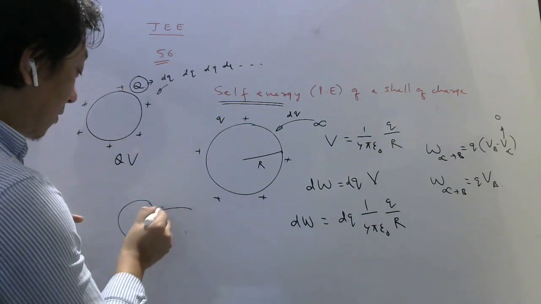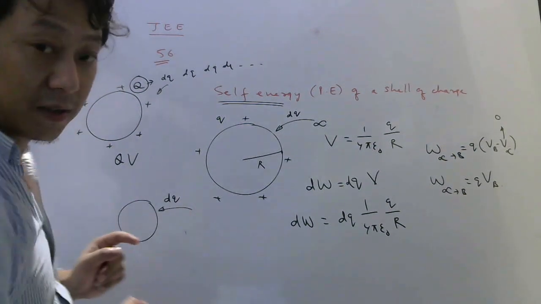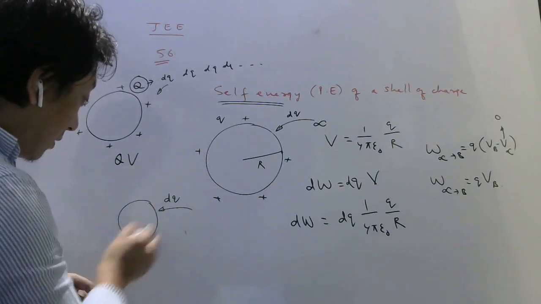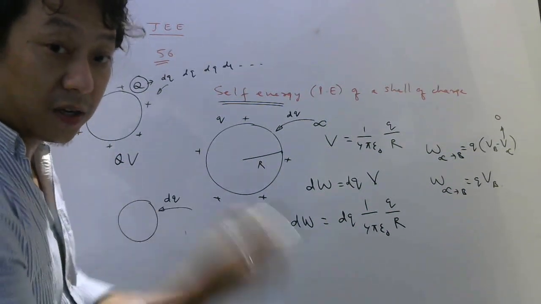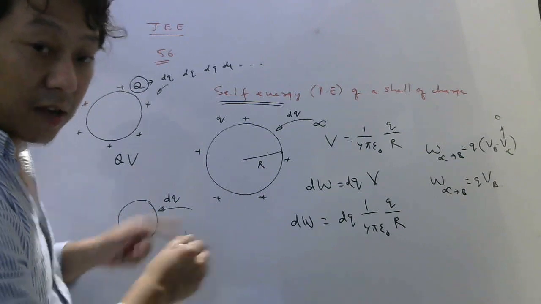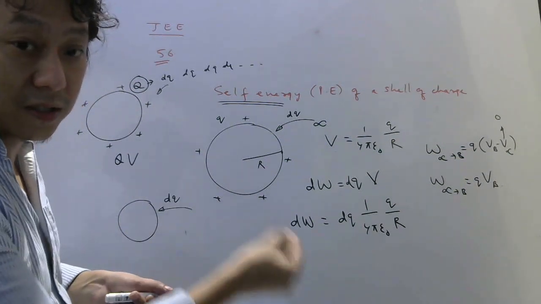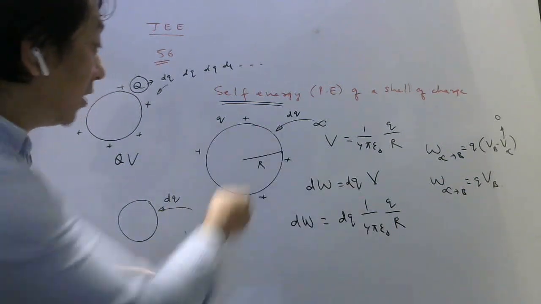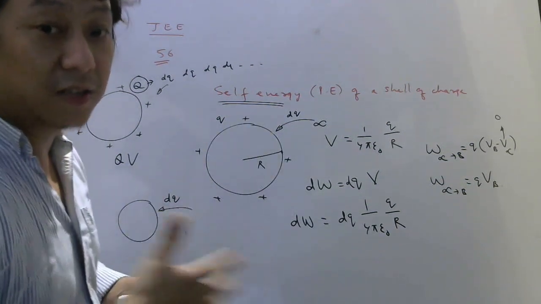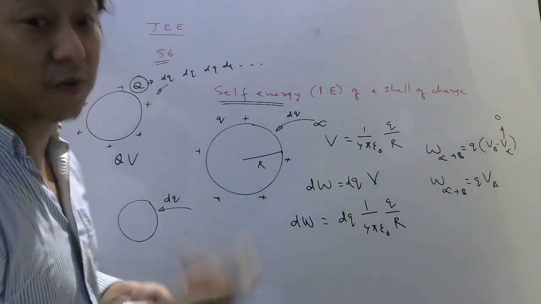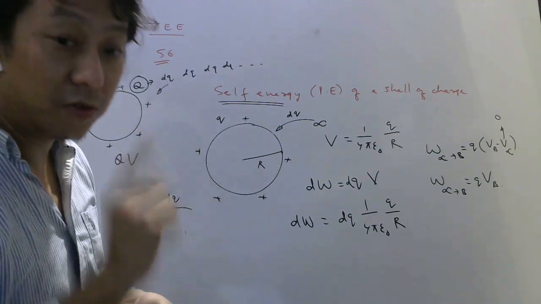So when I bring the first dq, it will be very easy. Then when I bring the second dq, I will have to do work against the first dq. Then when I bring the third dq, I will have to do more work. So the force acting on the charges which you are bringing from infinity to this shell is changing all the time. Therefore, you cannot directly multiply charge with voltage or potential. You have to use integration.